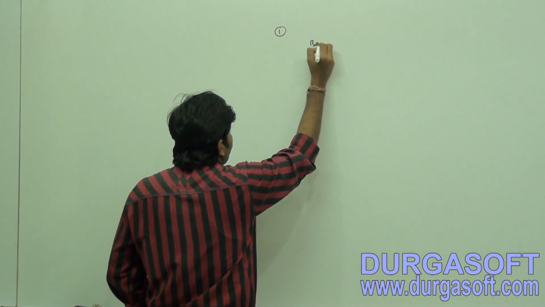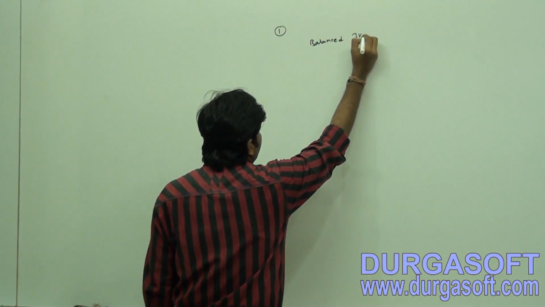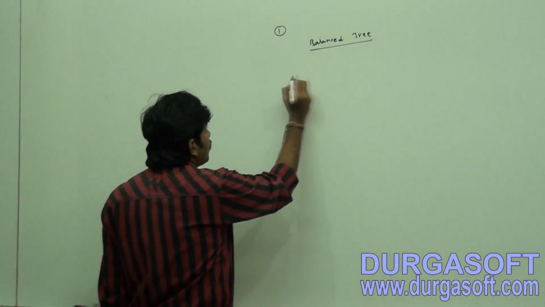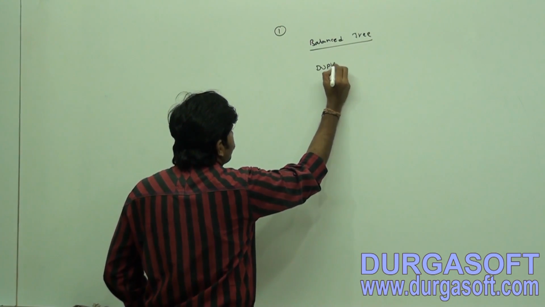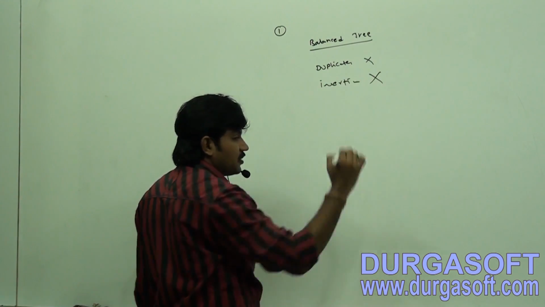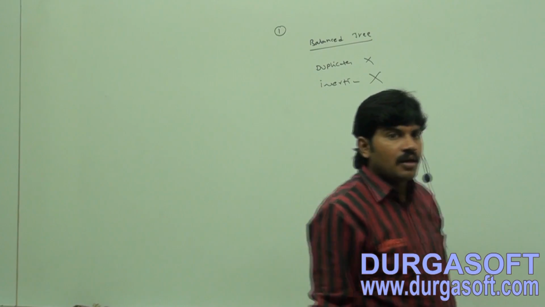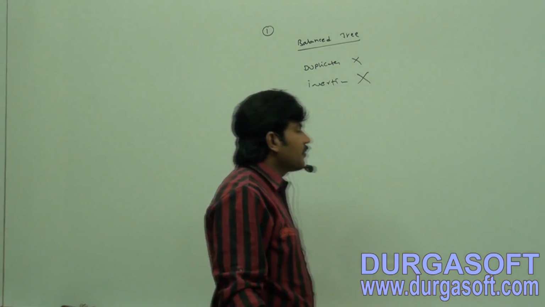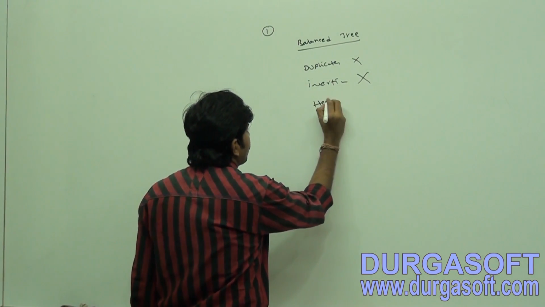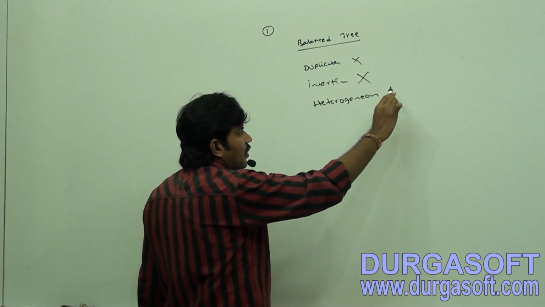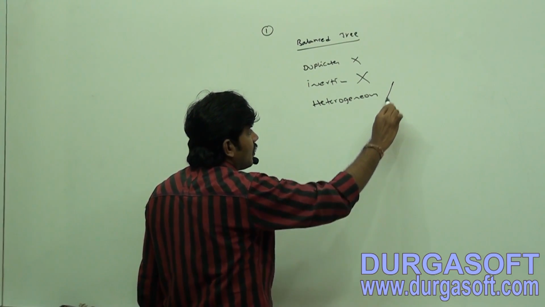The underlying data structure for TreeSet is a balanced tree. Now, duplicates are allowed or not allowed? Not allowed. Insertion order preserved or not preserved? Not preserved, because all objects will be inserted according to some sorting order. That's why insertion order is not preserved. Next, heterogeneous objects allowed or not allowed? Not allowed.